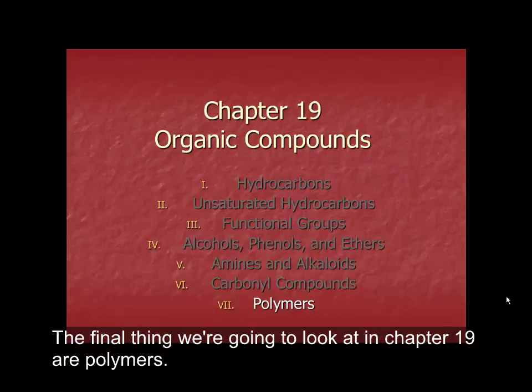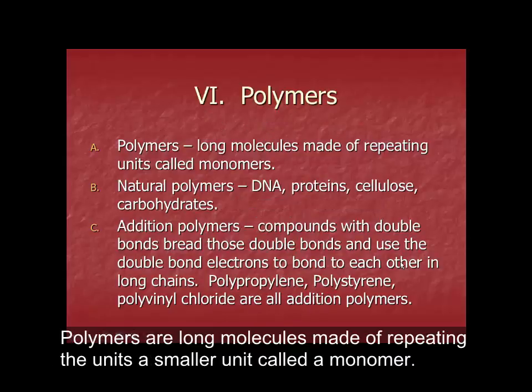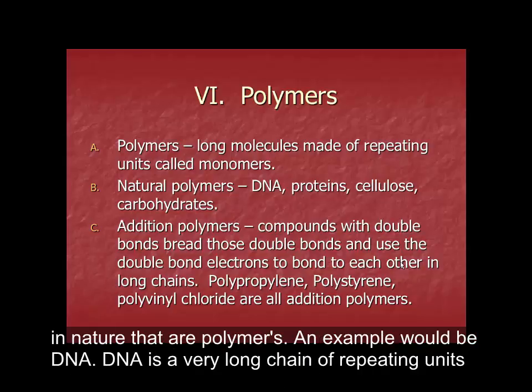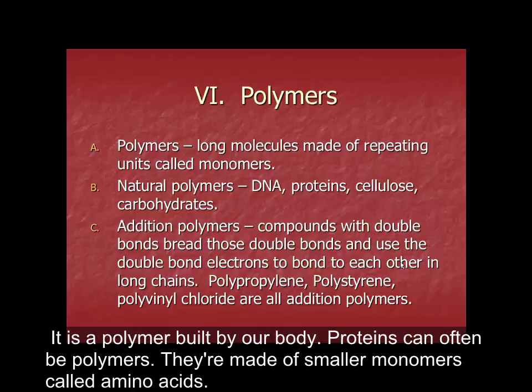The final thing we're going to look at in Chapter 19 are polymers. Polymers are long molecules made of repeating units, a smaller unit called a monomer. Sometimes those monomers are identical all the way through, sometimes they come in a variety. So we have natural polymers, things that exist in nature that are polymers. An example would be DNA. DNA is a very long chain of repeating units and is a polymer built by our body.